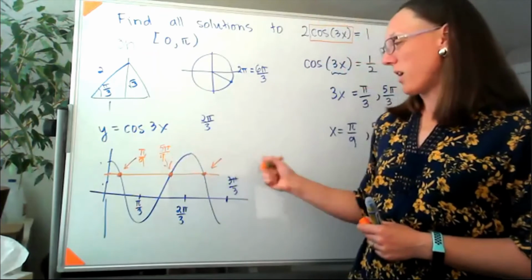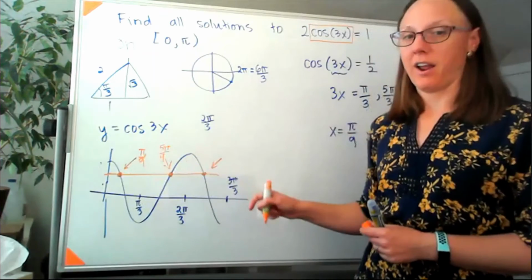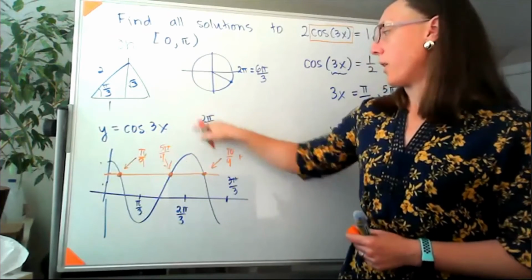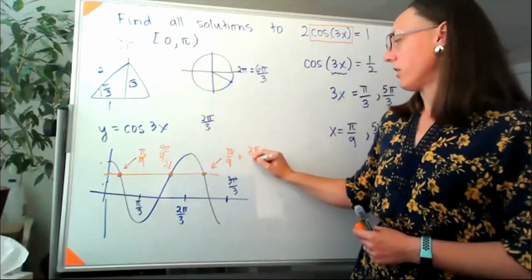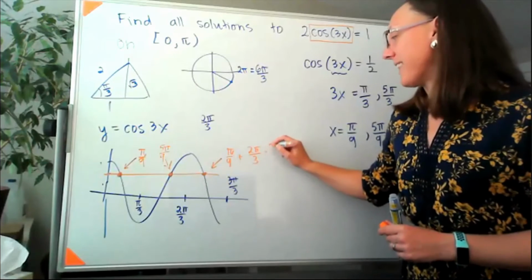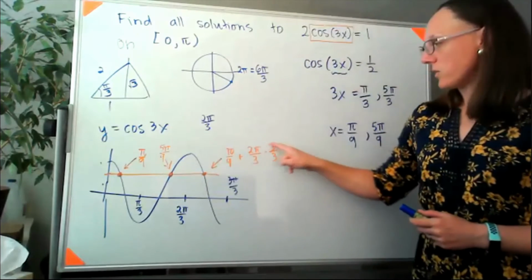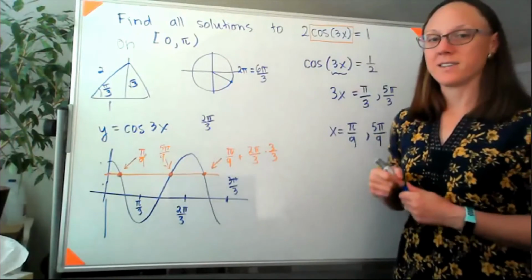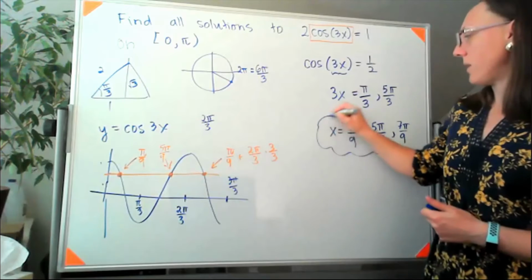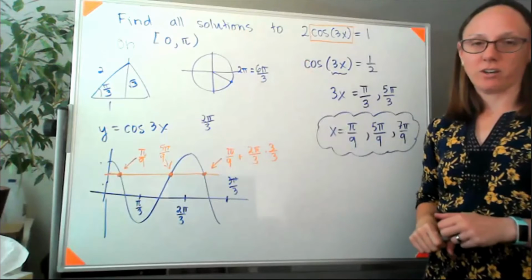But I need this last one, and this last one is exactly 1 period away from that pi over 9. So that last solution is going to be pi over 9 plus 1 period, 2 pi over 3. Now, in order to add those together, I'm going to need a common denominator. So I'll have to multiply this by 3 over 3. And I'm looking at 2 times 3, that's a 6 plus 1 more. So I'm looking at 7 pi over 9. And those would be my 3 solutions to this question.